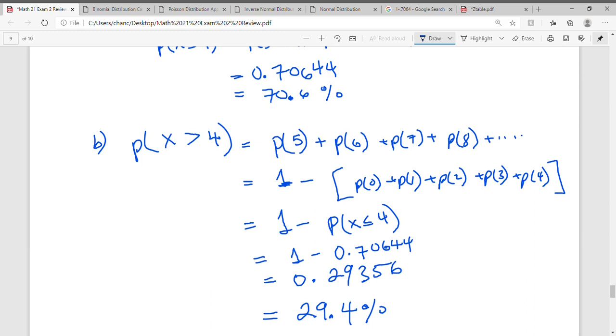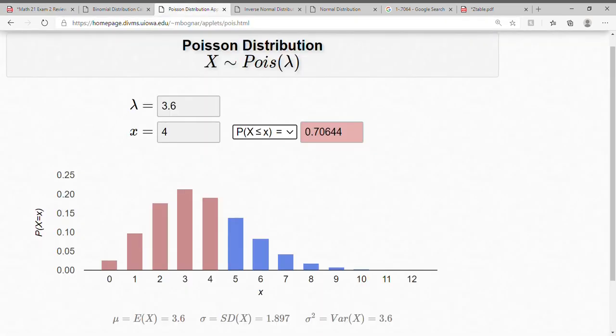Now I could check my work with the Poisson calculator. Let's go to the Poisson calculator and click greater than 4. But look, they don't have greater than 4. So I'm going to actually enter 5, because that's greater than 4, and I'm going to change this to greater than or equal, because that's where it starts, from 5. And we do get about the same answer, 29.4%.